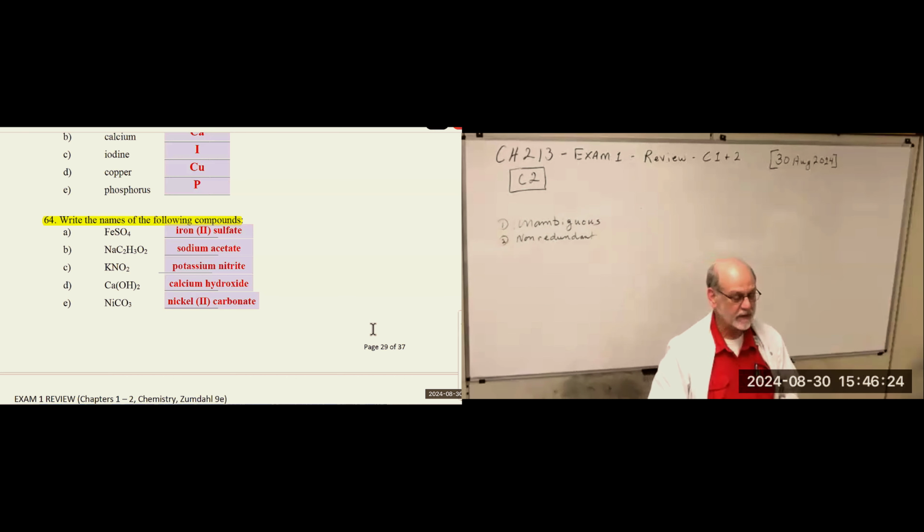KNO2. NO2 is nitrite. K is potassium. Right? It's a type 1 compound. Plus charge, -1 charge. We just need 1 of each. Potassium nitrite.